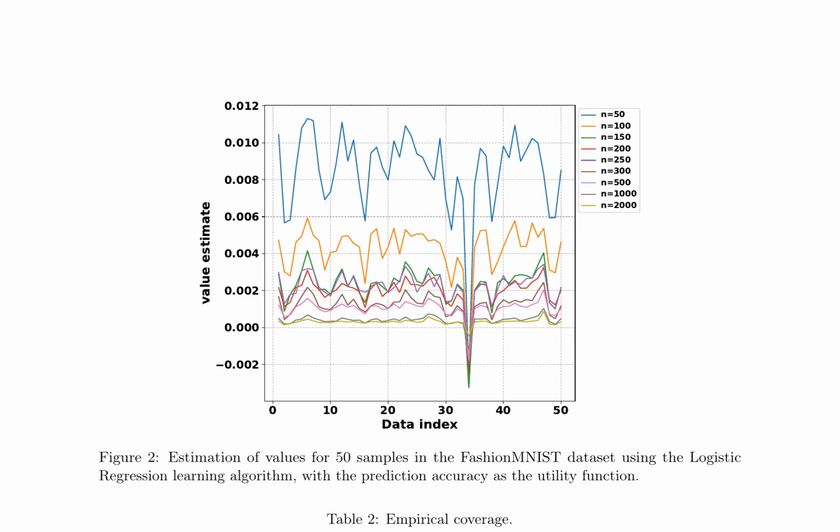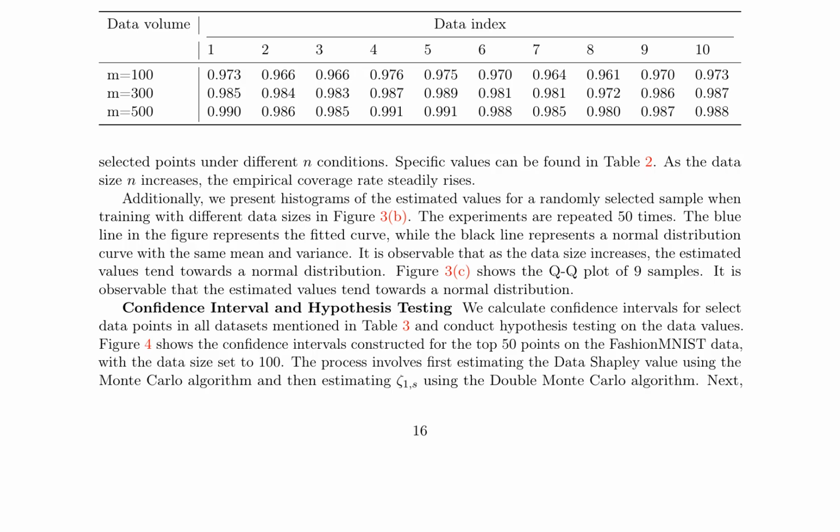Table 2 presents empirical coverage rates under varying conditions, showing a steady increase in coverage with larger data sizes. Histograms of estimated values for a randomly selected sample are presented in Figure 3b, with 50 repeated experiments. As data size increases, the estimated values tend towards a normal distribution, as observed in the fitted curve and QQ plot in Figure 3c. The study also explores confidence interval construction and hypothesis testing for select data points.